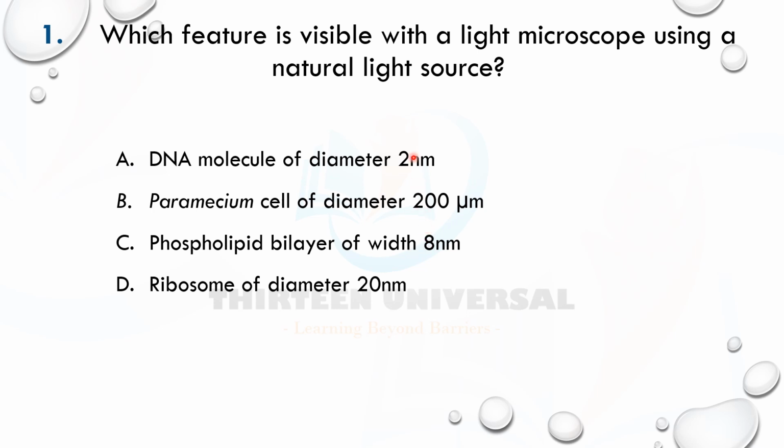So this is 2 nanometers, this is 8 nanometers, this is 20 nanometers. You can only see the bigger structure, which is 200 micrometers. If you start converting, remember that the resolution is 200 nanometers. 2, 8 and 20 nanometers are smaller than 200 nanometers, but 200 micrometers is bigger than 200 nanometers. So we can see this. The answer is B. Let's go to the next question.